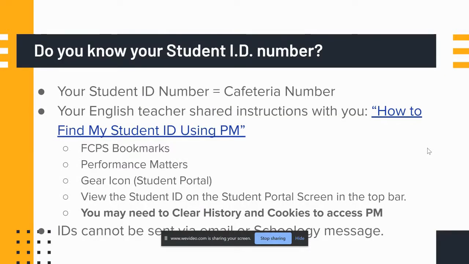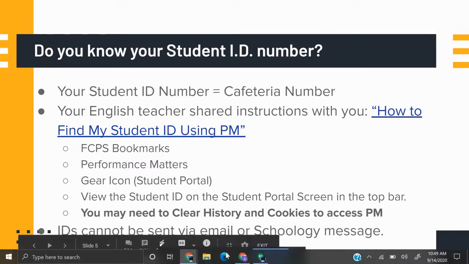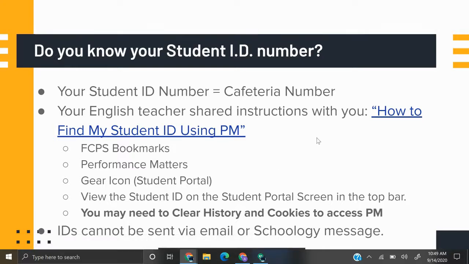It's really important that you know your student ID number. Your student ID number is your cafeteria number. Your English teacher will share instructions with you on how to find your student ID number. We'll go to FCPS Bookmarks, Performance Matters, and look at that gear icon. You can then view your student ID on the student portal, and you may need to clear your history to access this. IDs cannot be sent through email or a Schoology message.